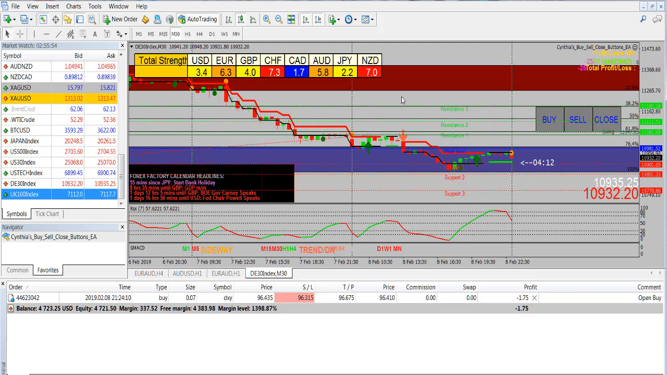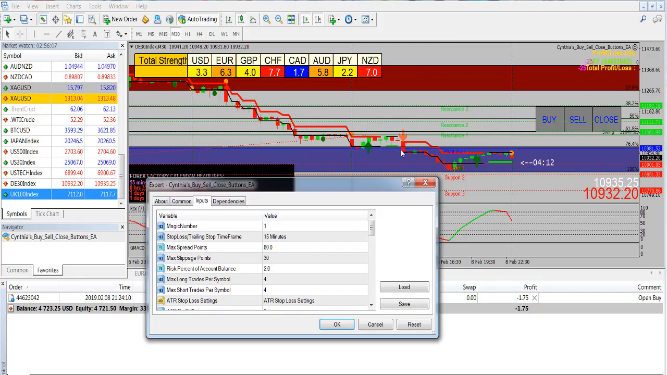The DAX in a 30-minute chart is really easy to trade. Just set it and forget it. Let the trade manager manage the trade for you. And we have all of these other set files for the other indices. I'm just going to show them to you.